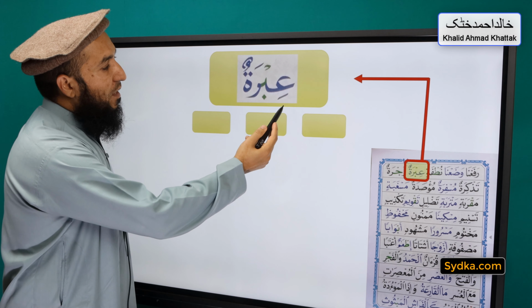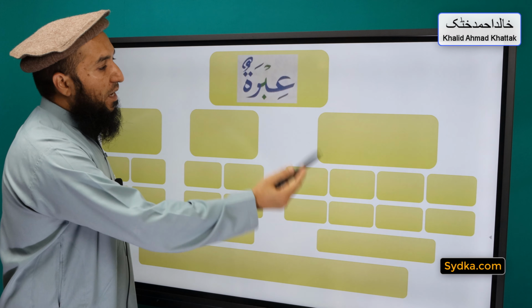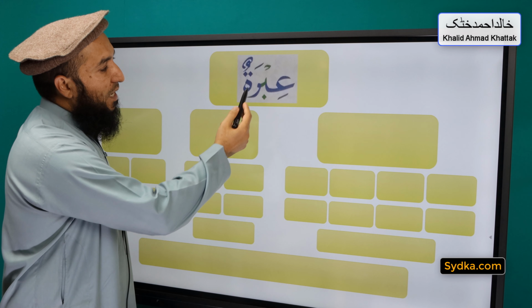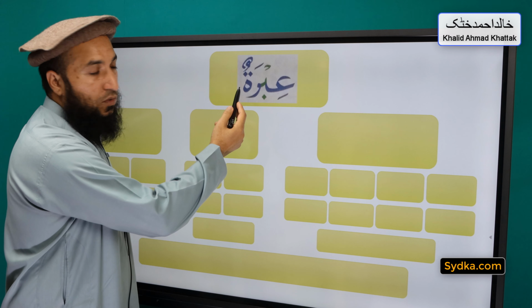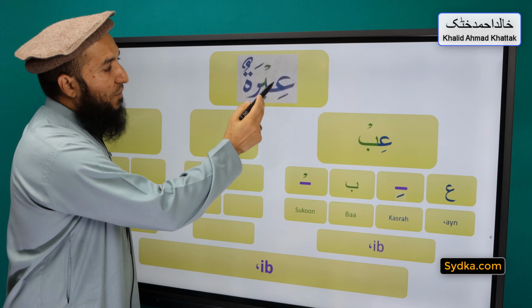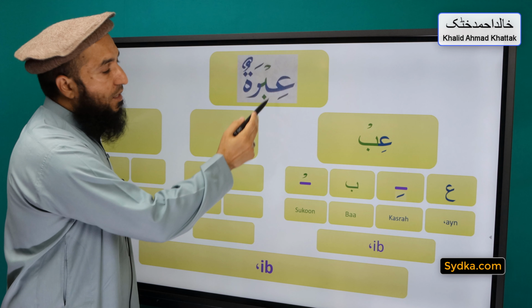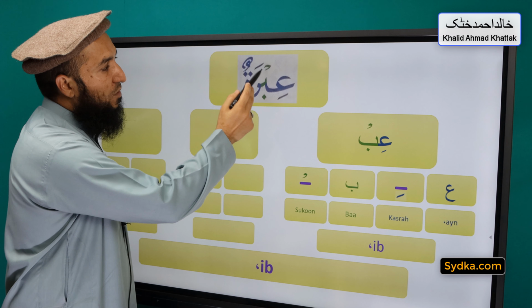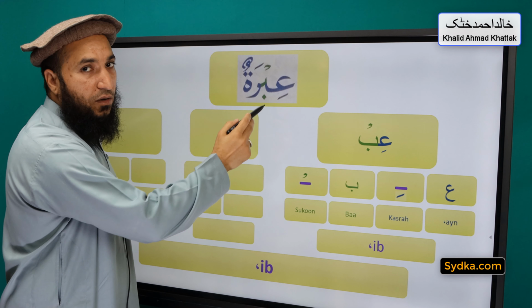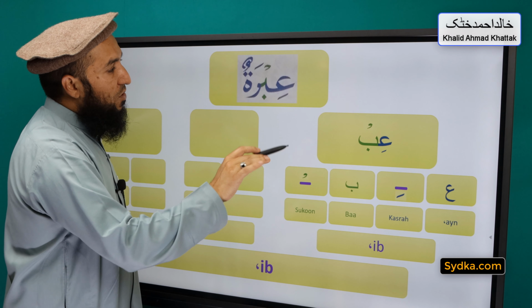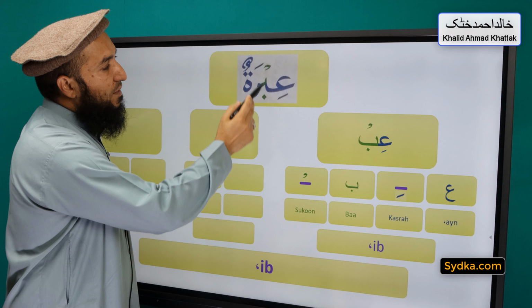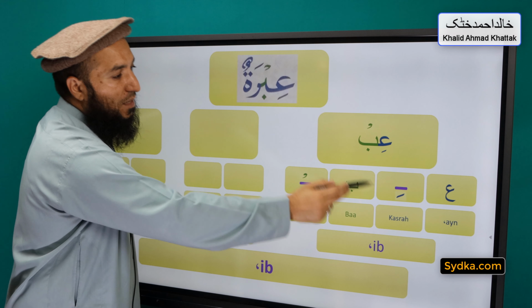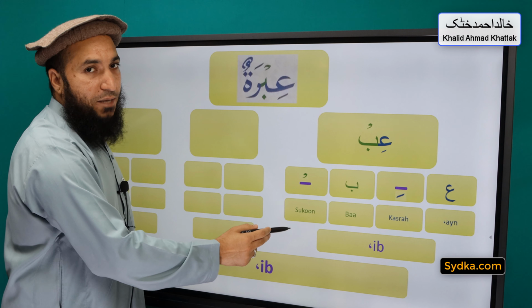The next word we have is عبارة, and it can be divided into 3 syllables. The first one is عب, the second one is ra, and the third one is tun. So the first syllable we have is عين كسرة با سكون عب. Ayn is a light letter, it has kasra underneath, it is followed by ba. Ba has a sukoon, and this ba has the property of qalqala, the extra movement and vibration of the makhraj. Ayn kasra ba sukoon عب.